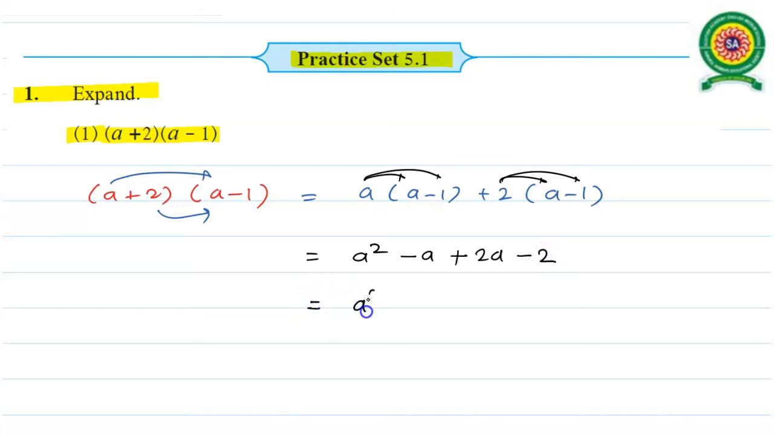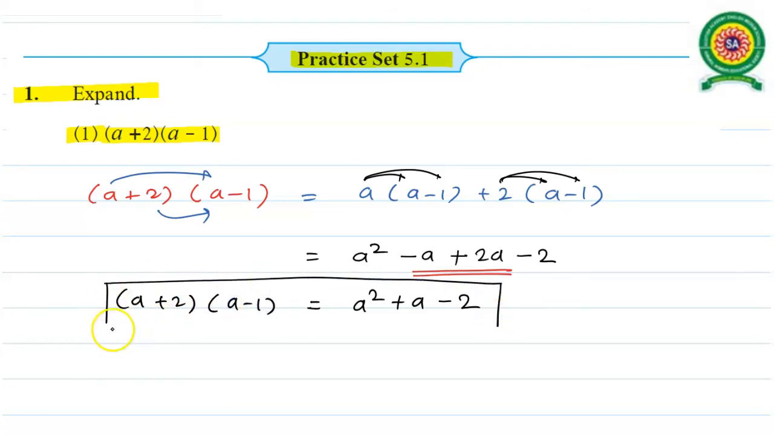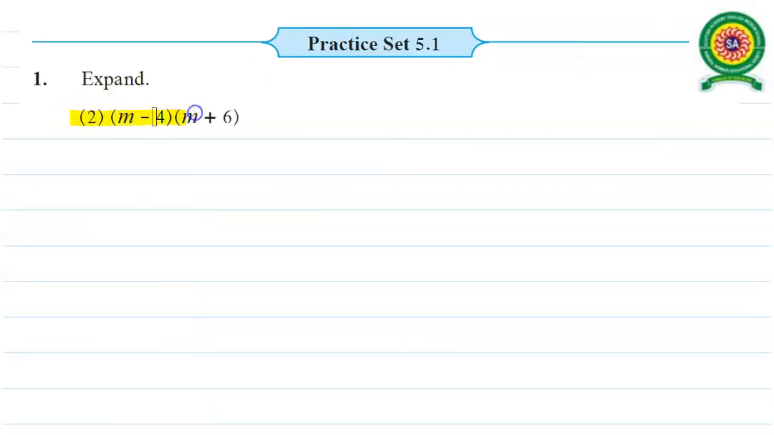After simplifying we have a square minus a plus 2a, which gives a, and minus 2 as it is. So the expansion of (a + 2)(a - 1) is a square + a - 2. Look at the second sub-question: (m - 4)(m + 6).